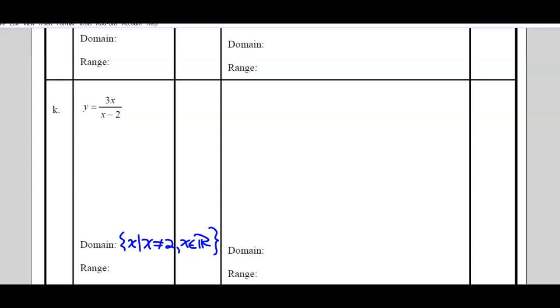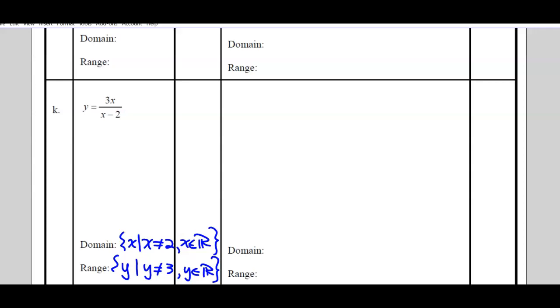So the trick, the fast thing, is that if these are the same degree, take the coefficients. 3 divided by 1 is 3. That can be the horizontal asymptote. y cannot equal 3. Okay.